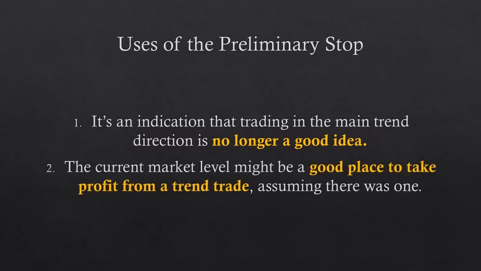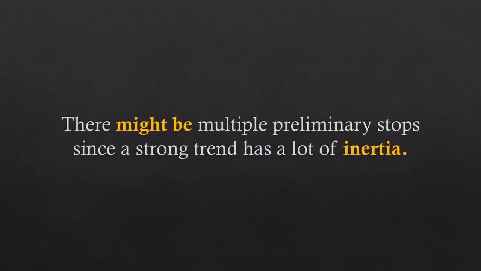There is the possibility of a trend having multiple preliminary stops before transitioning into a sideways market due to the inertial movement of a trend. Trying to stop a strong trend is like trying to stop a cargo ship. A lot of power is necessary, so one preliminary stop might not be enough to transition the market into a sideways movement.